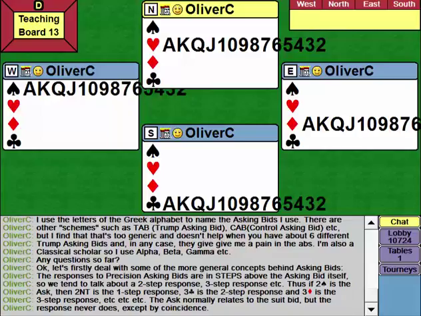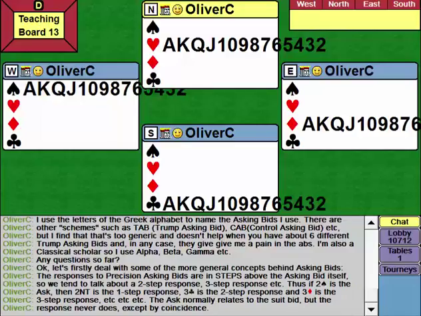For example, if we have a sequence where opener opens one spade, responder bids one no trump, opener rebids two clubs, and now responder bids two diamonds, OCP plays that as an asking bid in spades, just because it's a relay over the two club bid. But normally, if, for example, the bidding goes one club, one heart, two hearts, the two hearts is an asking bid in hearts. And there the ask relates to the heart suit, but the response won't necessarily.